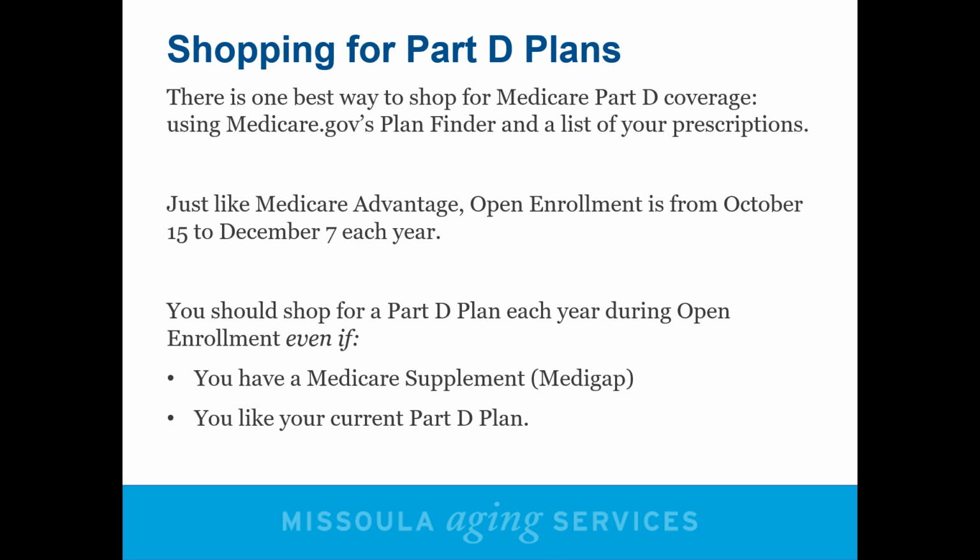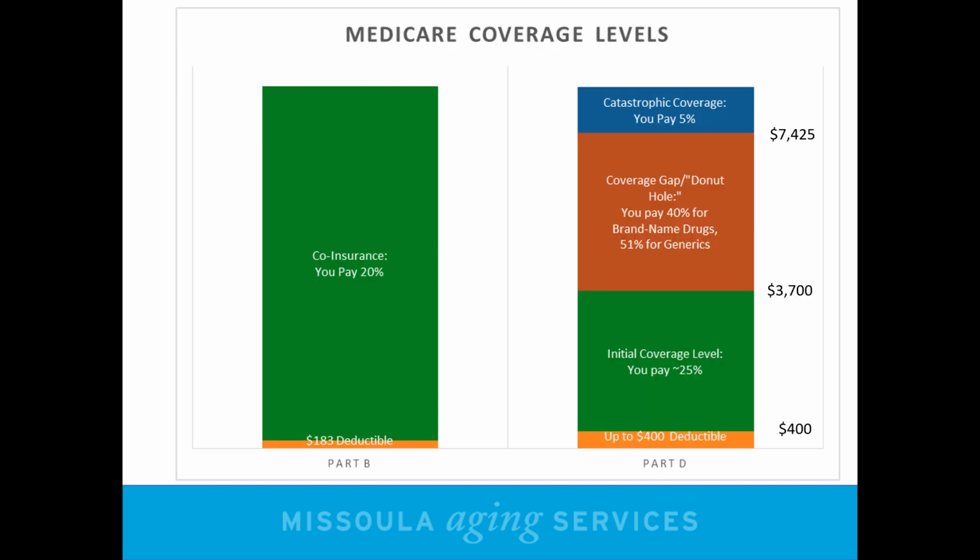Okay, let's take a look at those coverage levels. Let's start on the left. You remember we talked about Medicare Part B and how it works. It has a deductible, right, of $183. And then once you've hit the deductible, Medicare pays 80% and you pay 20% coinsurance. So far so good, right? It can get really expensive, but it's simple to understand, right? So there you have it.